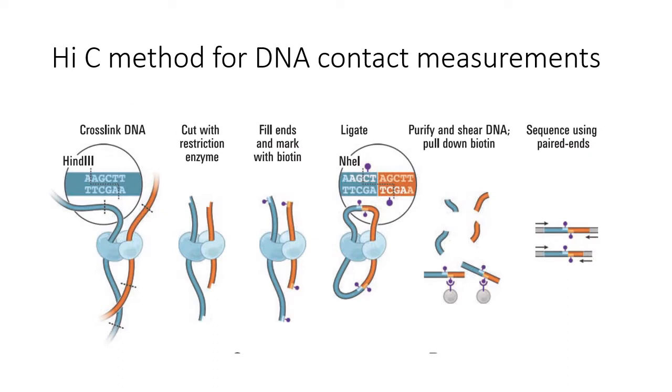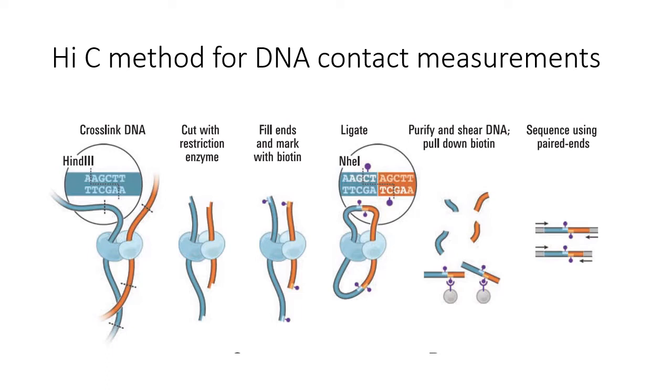Okay, so the Hi-C method starts off with cross-linking DNA, so that two pieces of DNA that are in physical proximity to each other will remain there for the duration of this analysis. Then we cut with a restriction enzyme, fill in the ends of the restriction enzyme, marking them with biotin, very importantly. And then we will ligate them, release the molecules, and then shred them, and then sequence them. Sounds not too complicated, but it sort of is.